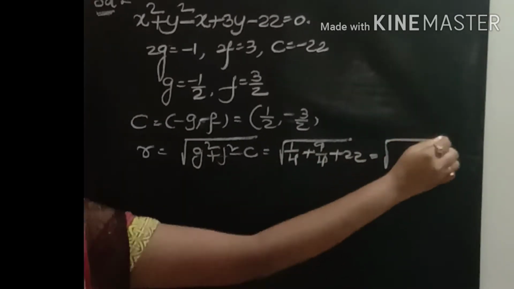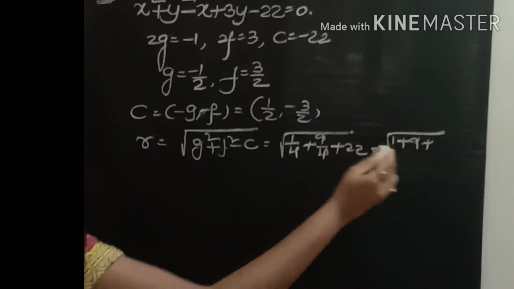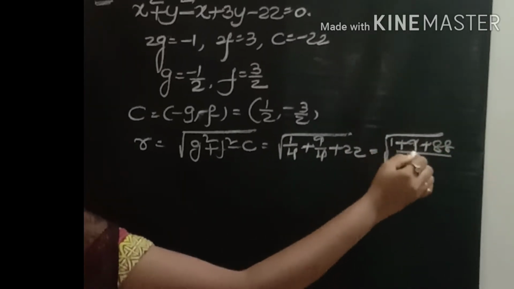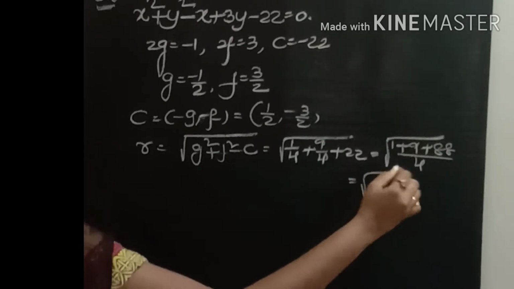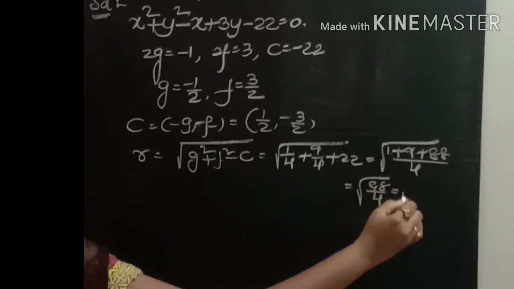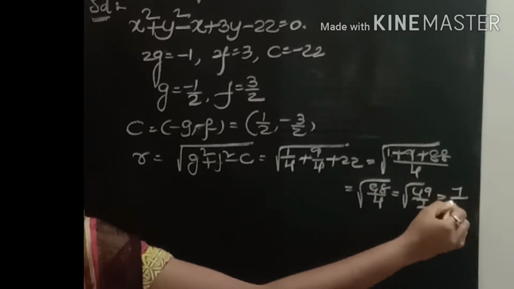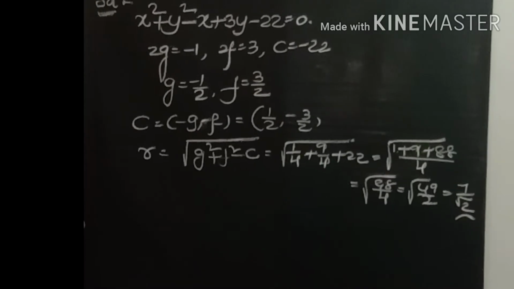Taking the LCM, this is equal to 1 plus 9 plus 4 into 22, 88, by 4. This is equal to 98 by 4. And this is equal to 49 by 2. And this is equal to 7 by root 2. This is the radius value.